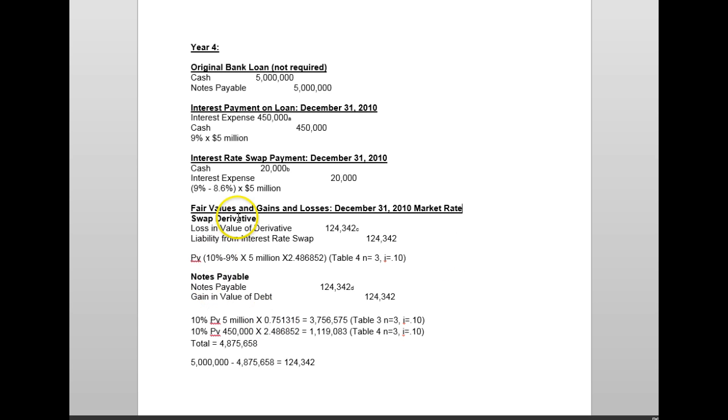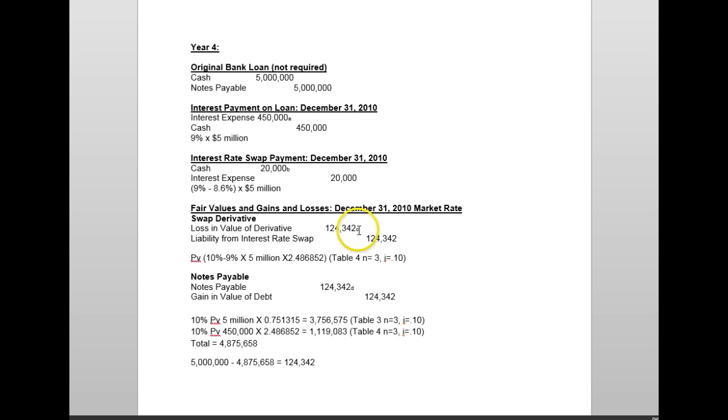So the swap derivative, when you first got it, had a value of 0 on the book because everything was even. LIBOR was the same as what the face value was. Well, that's now changed. LIBOR is lower. So now we have to adjust the value of the swap derivative as set up. So to find that, you're going to take the market rate, which was at 10, subtract the face amount, which was at 9, multiply that times 5 million, and then bring it to the present value.